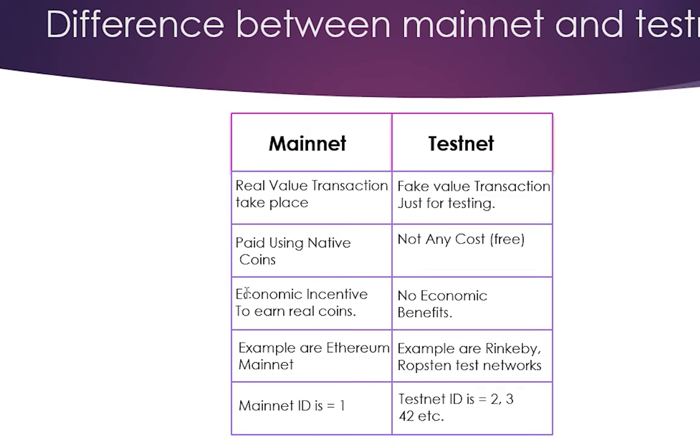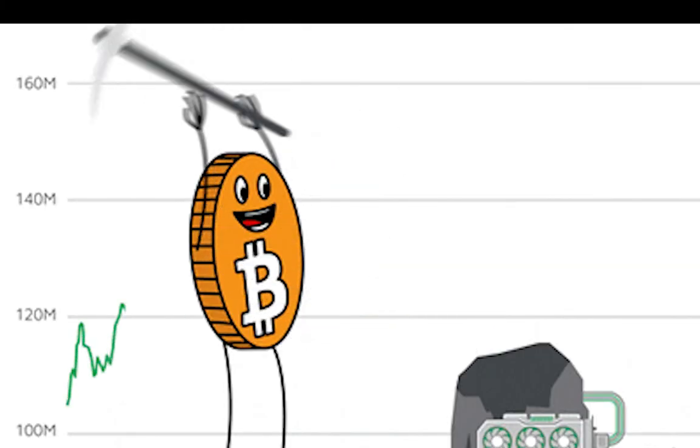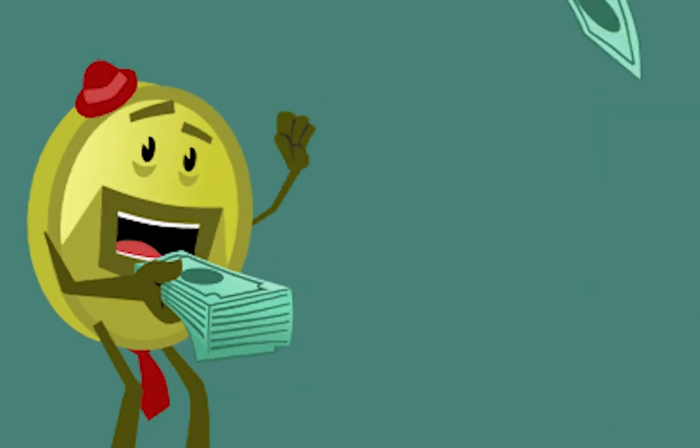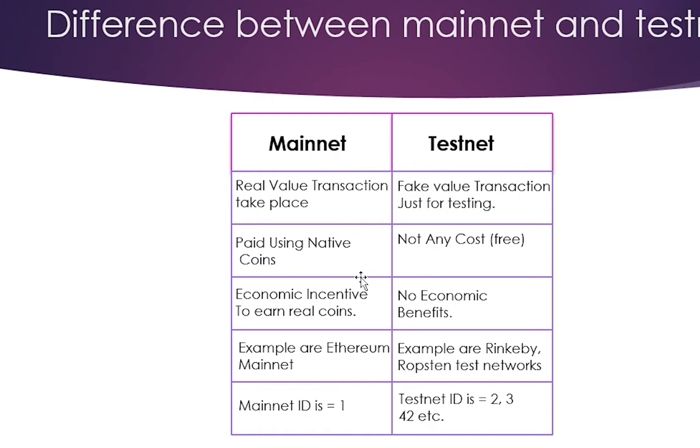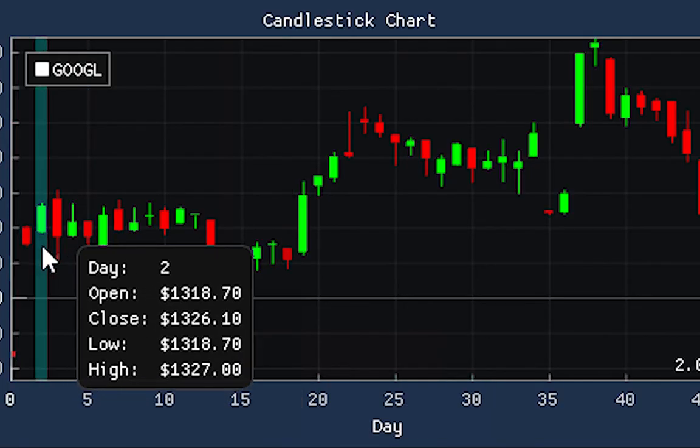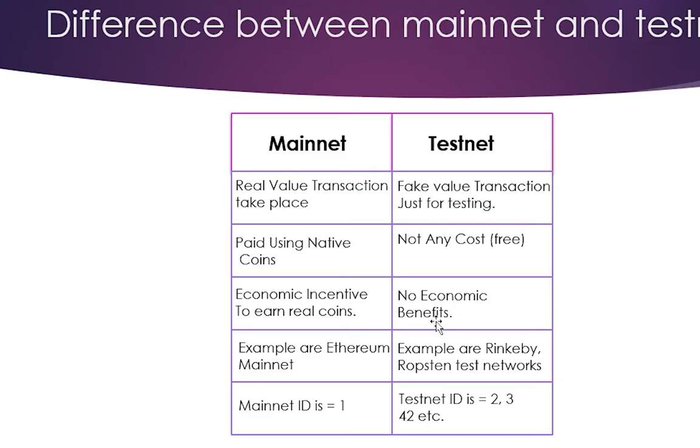Now let's move to the third point, economic incentive to earn real coins. Like we can do mining in the cryptocurrency network, we can invest our money and then we also can earn from it, and sometimes we also can lose the money. It depends on the market, it goes up and down. And the third point for the test network is no economic benefits. Any transaction that takes place in the test network will be a fake transaction and there will be no economic benefits. We cannot earn from the test network.